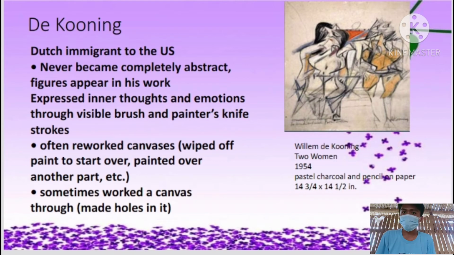The picture in the slide is artwork by de Kooning entitled Two Women, 1954. He never became completely abstract; figures appear in his work, expressing inner thoughts and emotions through visible brush and painter's knife strokes. He often reworked canvases, wiped off paint to start over, and painted over another part. Sometimes he worked a canvas through and made holes in it.